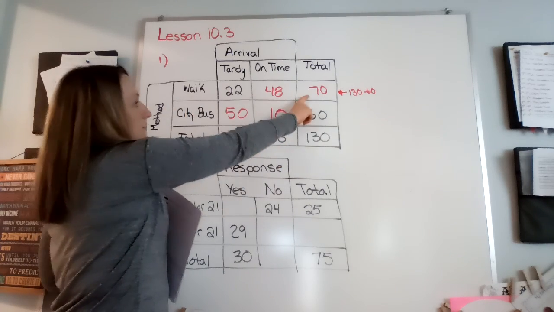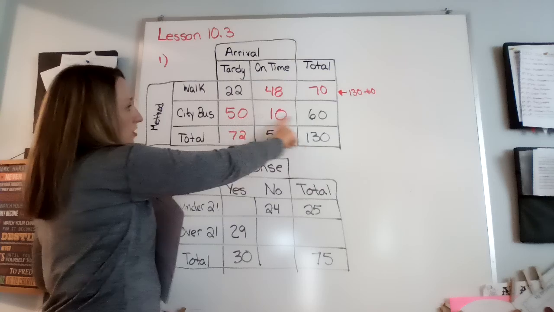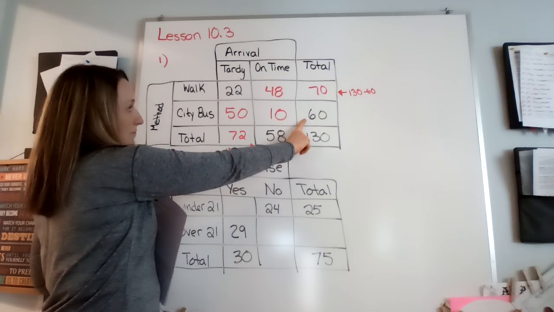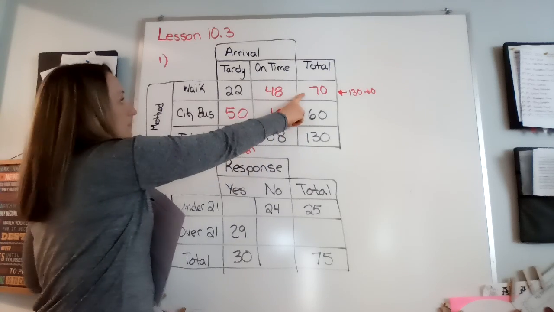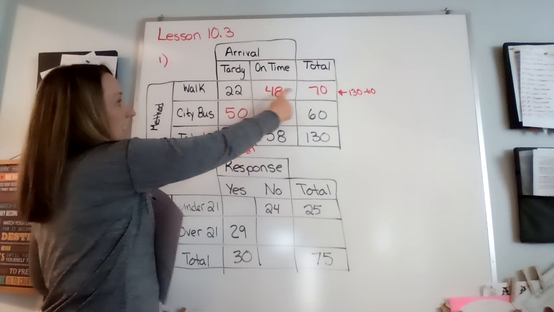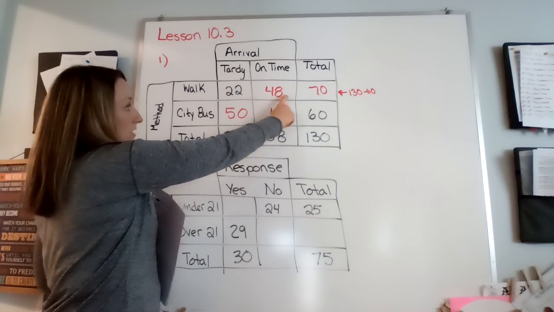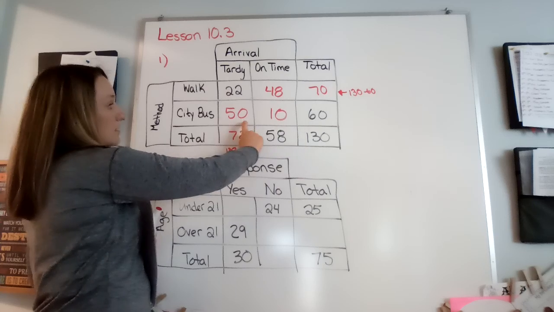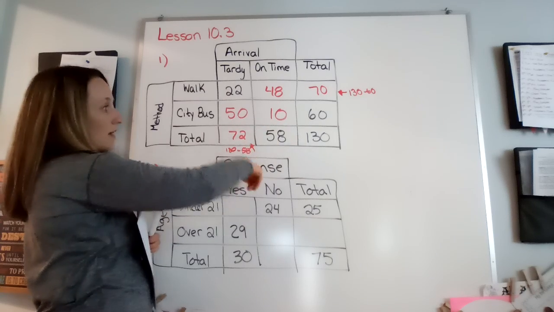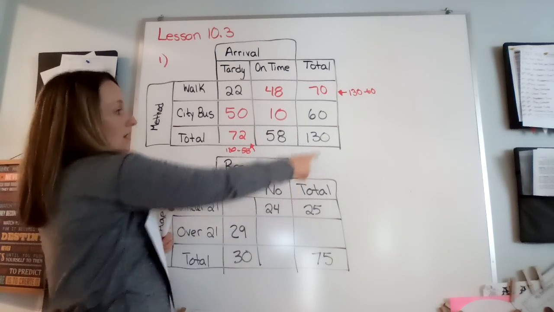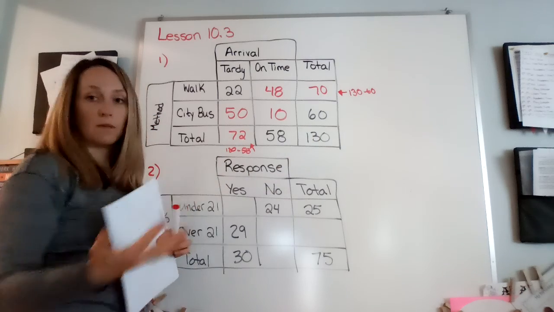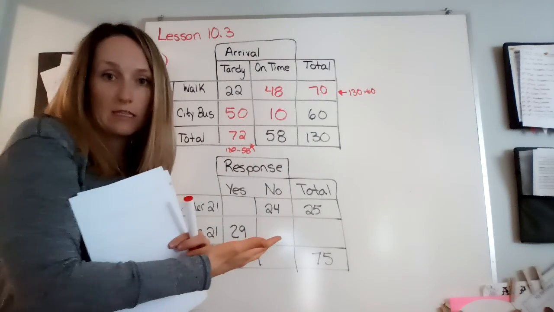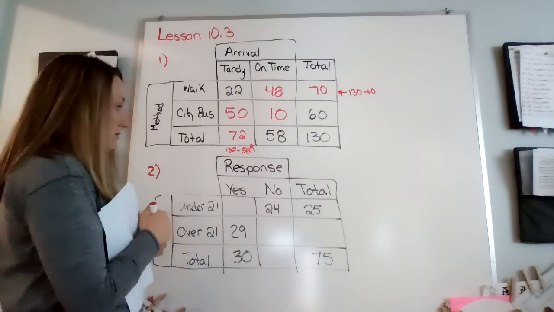There are 70 people total that walk. There are 60 total people that take the city bus. All right, of those 70 people that walk, 22 are tardy, and 48 are on time. Of the 60 people who take the city bus, 50 are tardy and 10 are on time. Okay, and that's kind of how you read the frequency table. This 130, that's how many people were asked to participate in this survey or asked these questions.